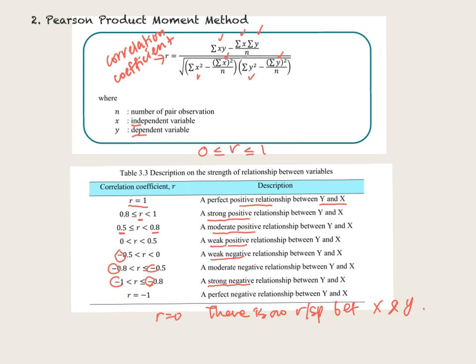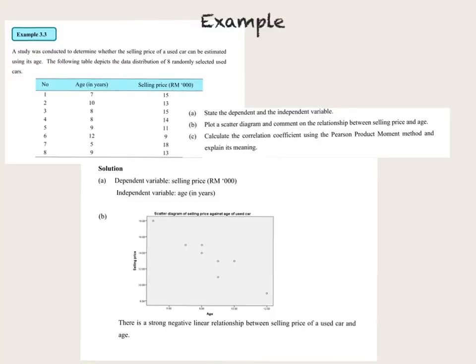So you need to remember how to comment on the value of the correlation coefficient. Next we're going to discuss an example of using this formula. Okay, so this is example 3.3.